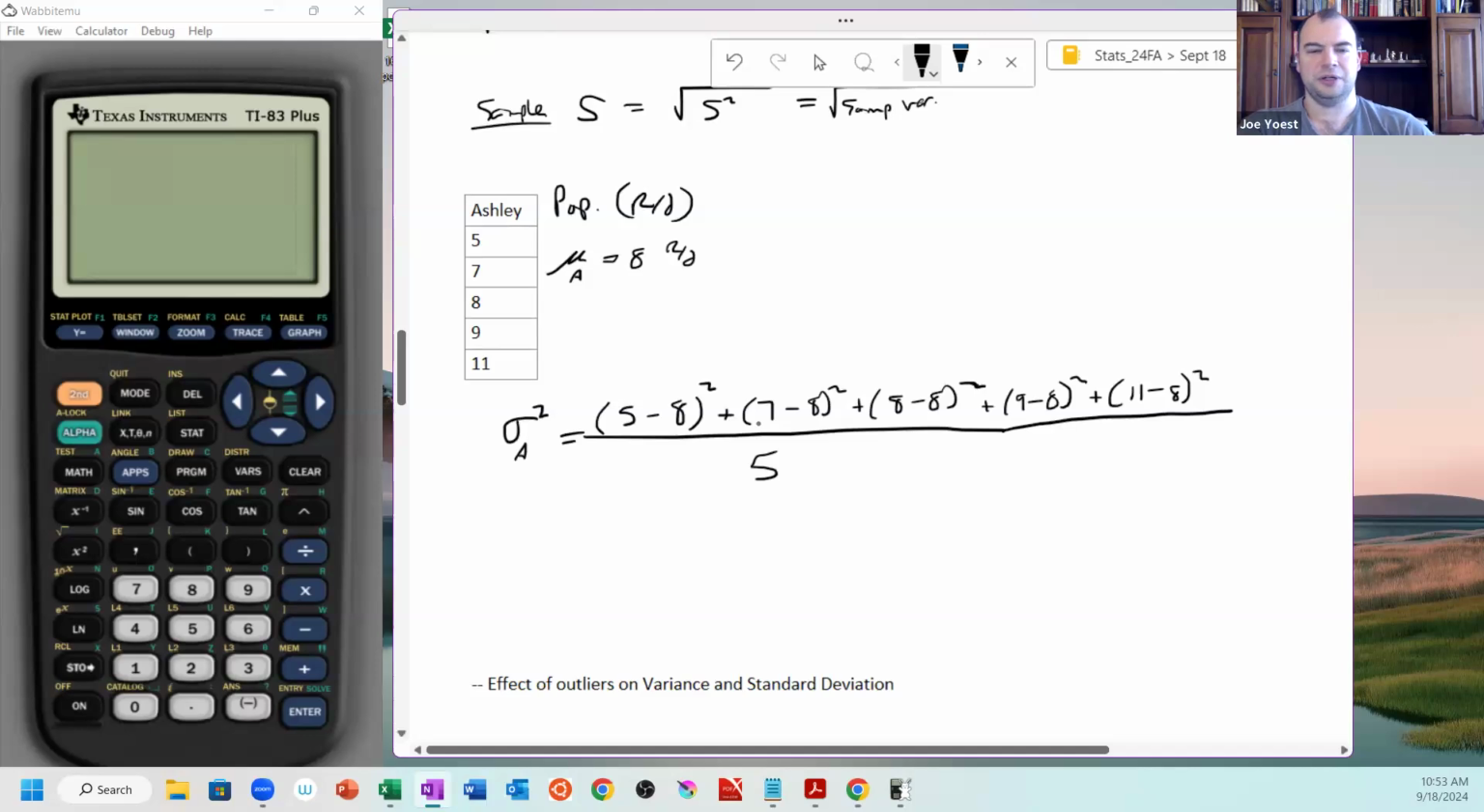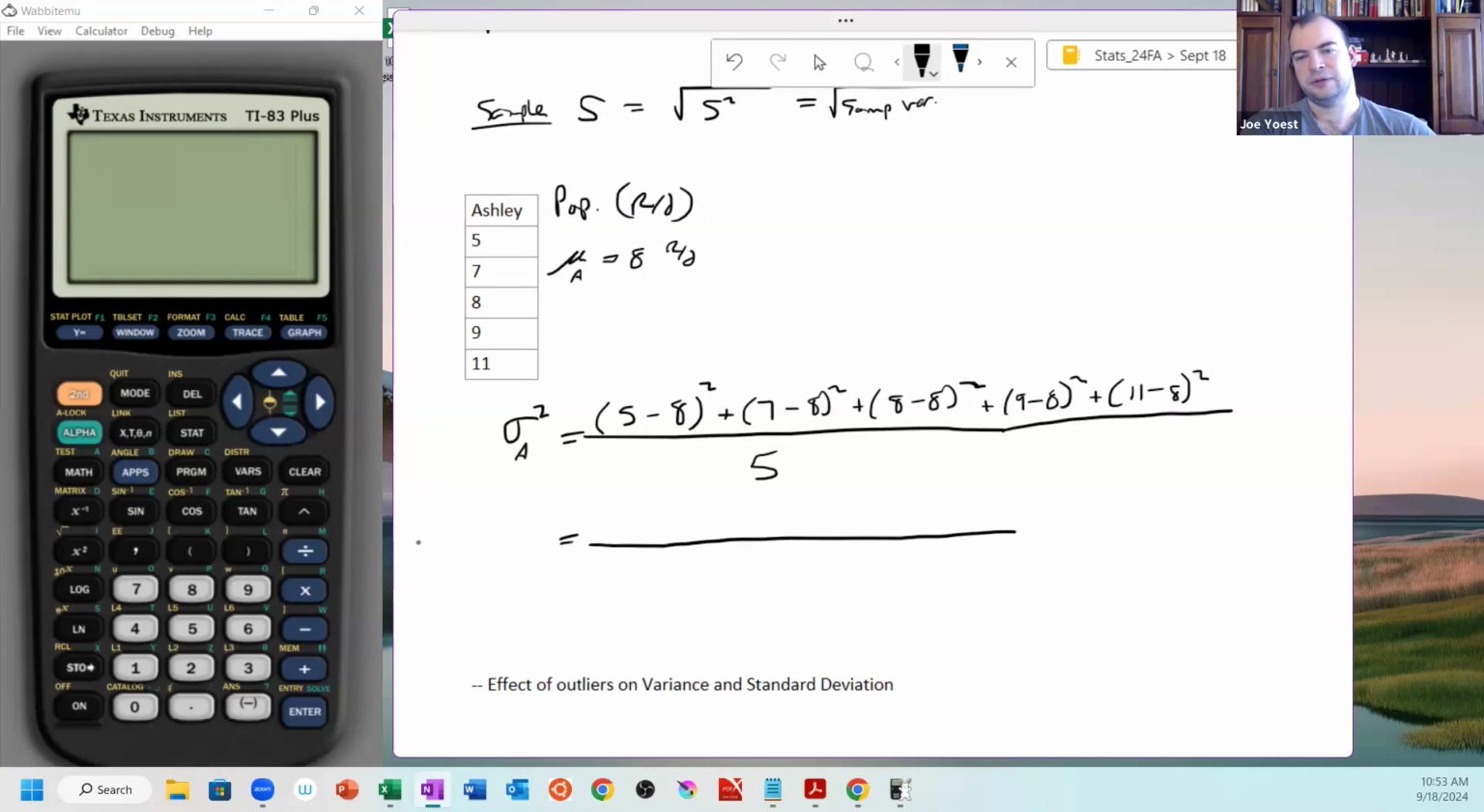Okay, so this is what I want to do. Let me do one step where I just simplify the subtractions. 5 minus 8 is -3, and that's squared. Plus 7 minus 8 is -1 squared. Plus 0 squared. 9 minus 8 is 1 squared. And 11 minus 8 is 3 squared. Remember, when I square a negative, that turns into a positive.